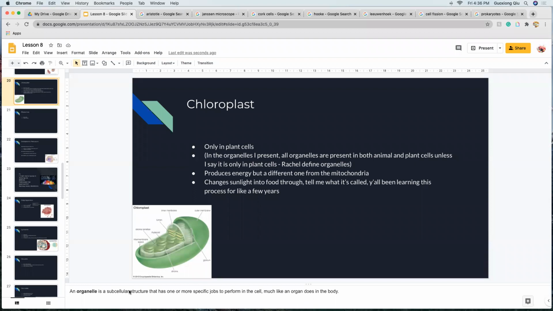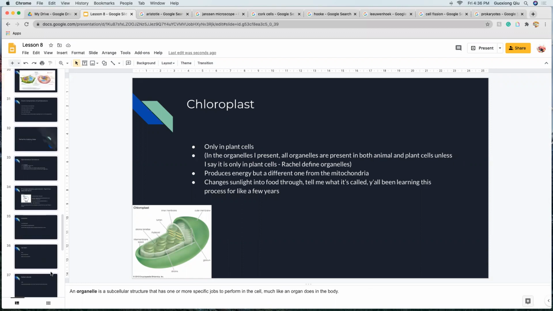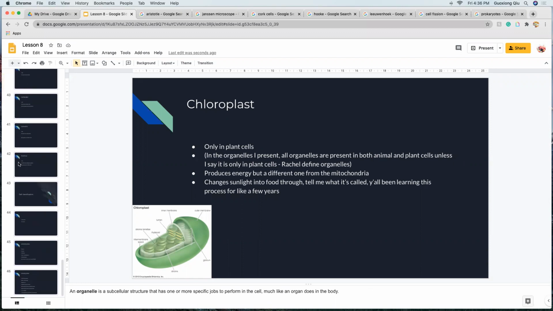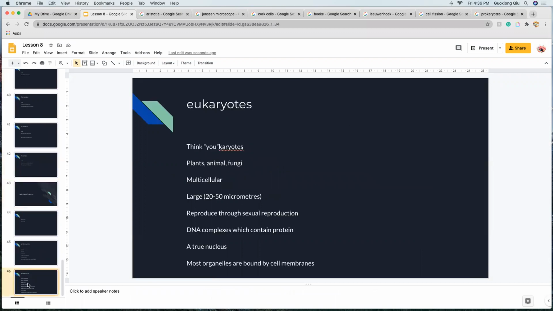An organelle is a subcellular structure, so a mini structure within the cell that has one or more specific jobs to perform in the cell. It's just like the organs in your body, except they are the organs of the cell. That is an organelle. All right, coming back here.